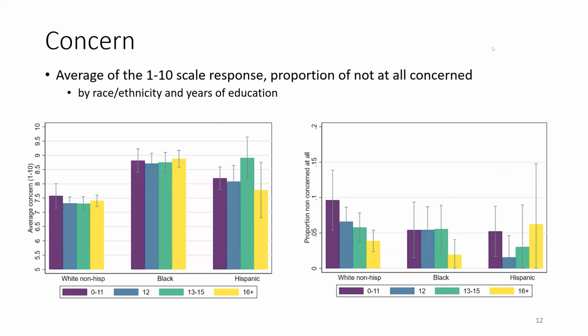And I also ran some regressions. This is people's response to concern. Average concern is pretty high on a 1 to 10 scale. It's about 8. Standard deviation is about 2.5. There's not much going on by education. The right panel shows something else. This is the proportion of people who are not at all concerned. That's only 5% in the sample, but among white non-Hispanic males, that's closer to 10%, but sample sizes are small.